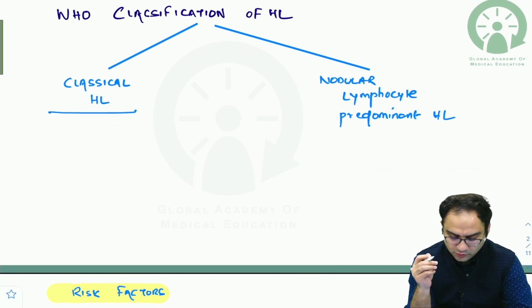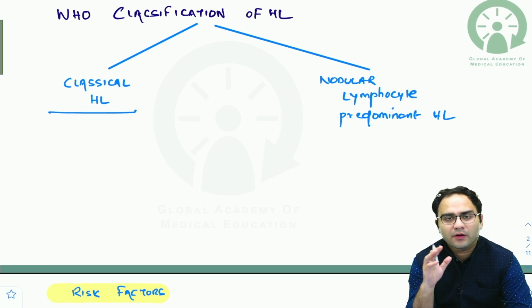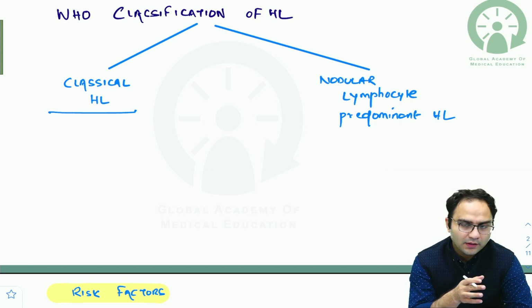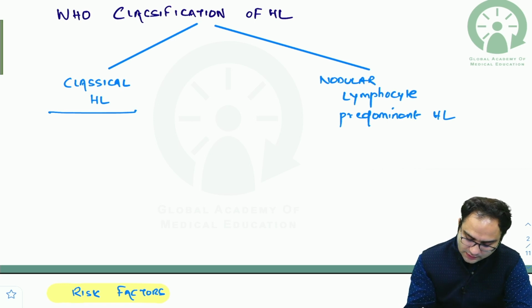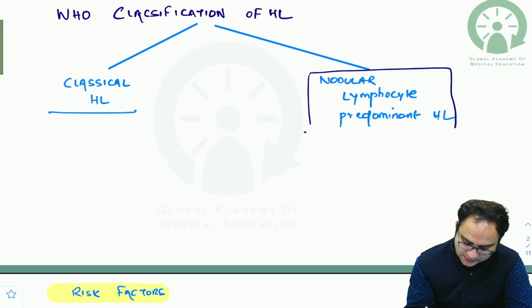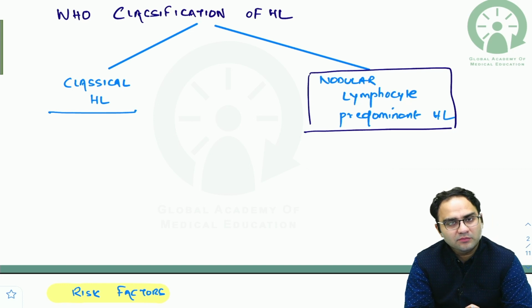The Hodgkin's lymphoma is basically classified into two broad categories. One is the classical one, and the other is the nodular lymphocyte predominant Hodgkin's lymphoma. This is basically considered as a separate entity from Hodgkin's lymphoma. Why? We'll come to that.